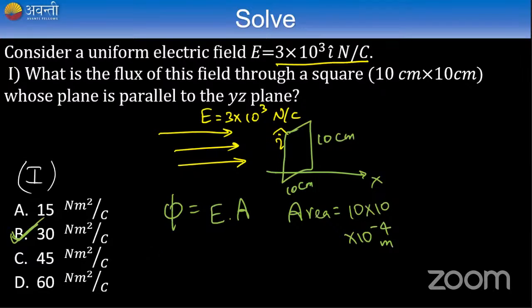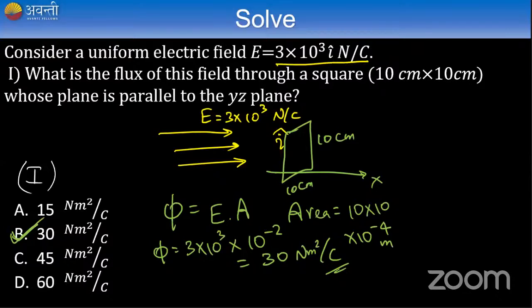So phi is equal to, what is my E? 3 into 10 power 3 into 10 power minus 2. So this will be 30 Newton meter square per coulomb. So option B is the right answer, guys. Awesome, guys. Superb. Correct. So then try to answer this question.